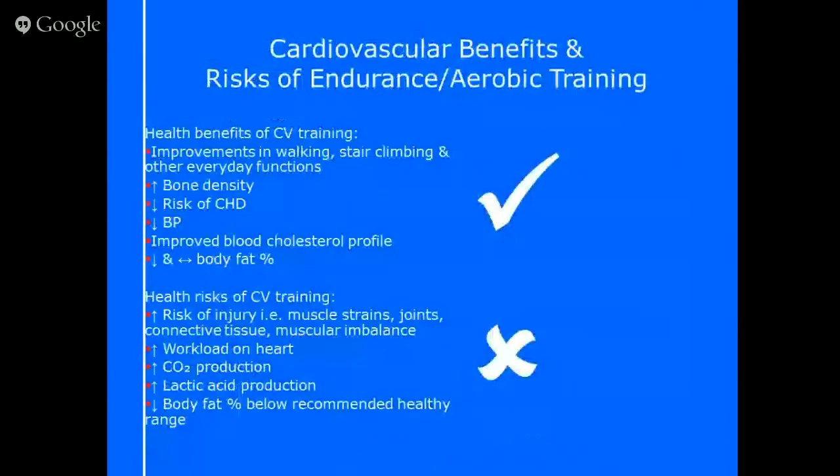So let's have a look at the cardiovascular benefits and also the risks of endurance and aerobic training. So aerobic training we're going to define as the type of training whereby you're using your heart and lungs, and the primary fuel source is in your aerobic zone.